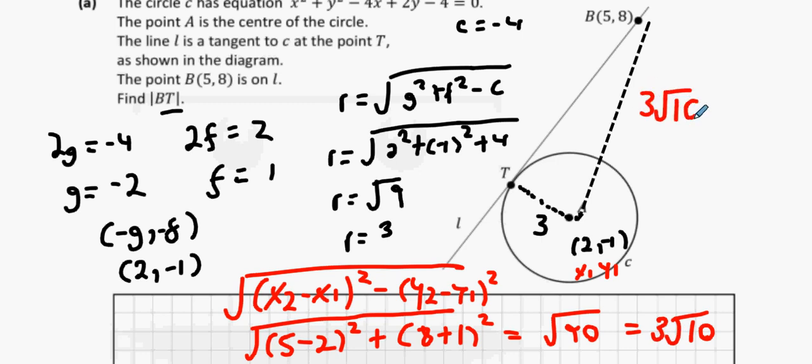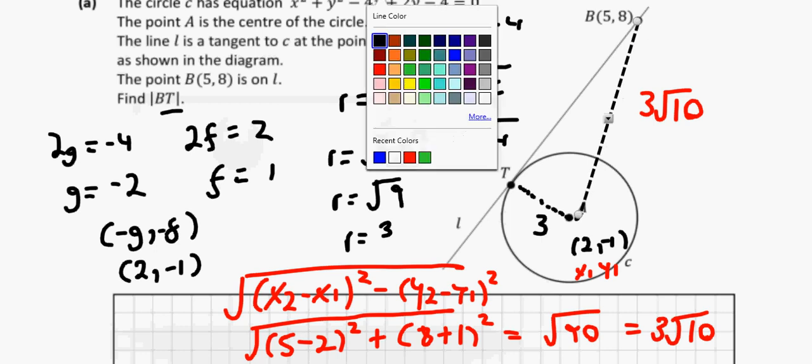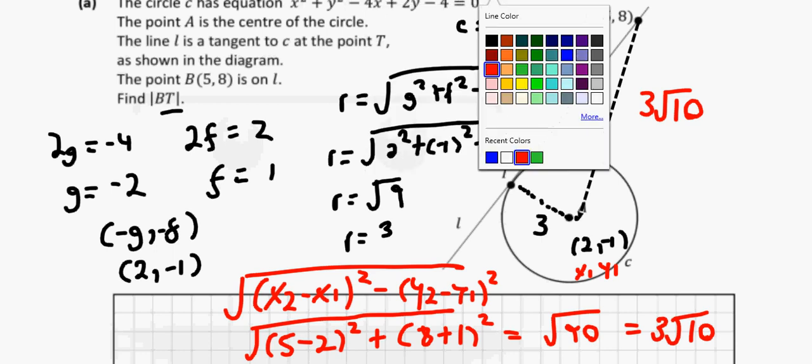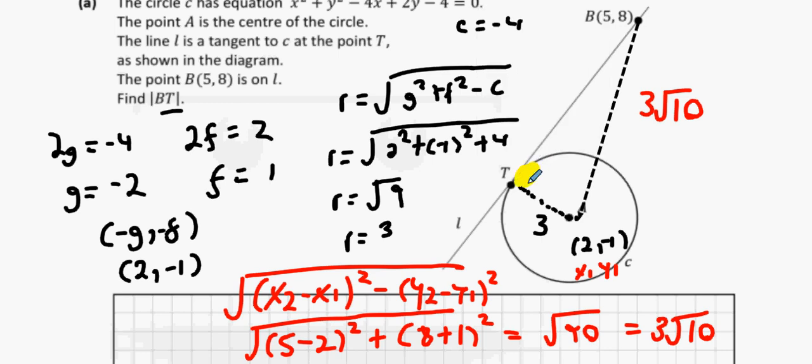Can anybody tell me where the right angle is located in this triangle? Somebody got the position of the hypotenuse mixed up, where you chose the wrong angle to be 90 degrees. That was Adam there, and Adam's quite good at this stuff, usually. This here is your right angle at the tangent point. So that would make 3 root 10 your hypotenuse, wouldn't it? And what's the goal of the question? To find the length of B to T, is that alright?